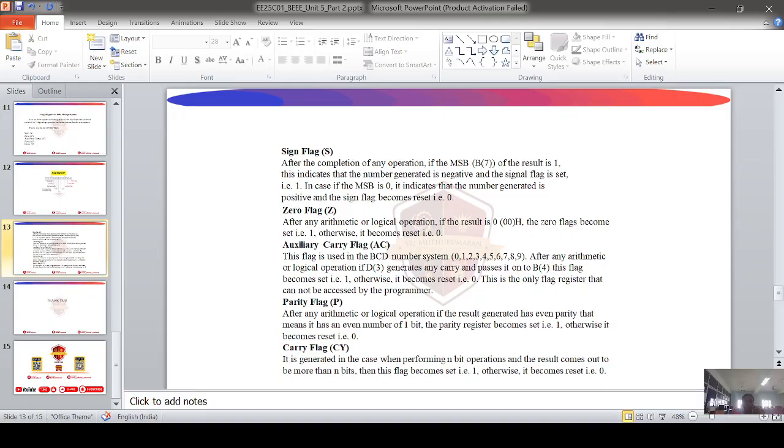Then carry flag. It is generated when performing n-bit operations and the result comes out to be more than n bits. Then this flag becomes set, that is 1. Otherwise it becomes reset, that is 0.